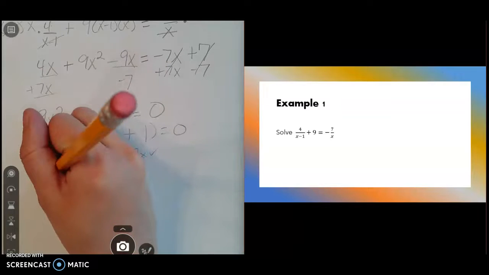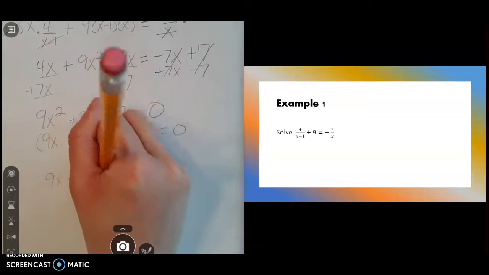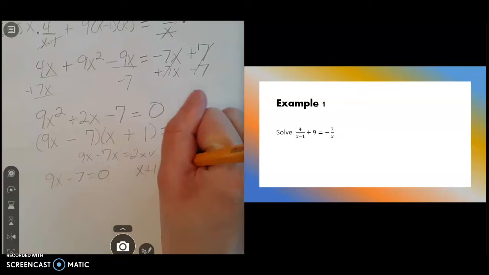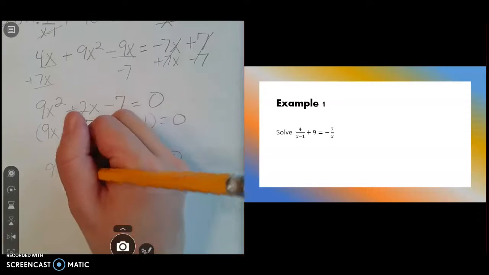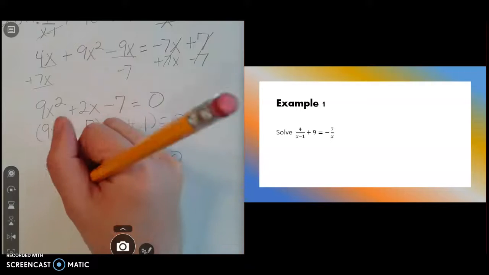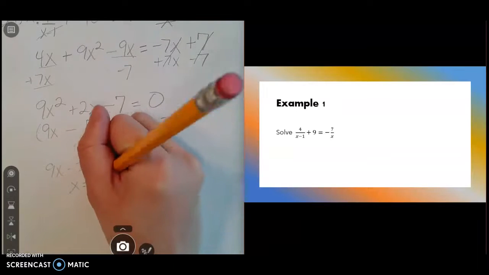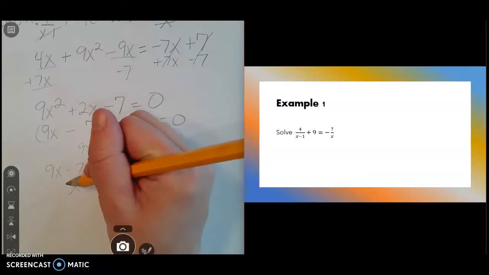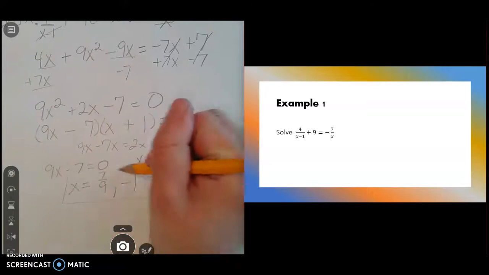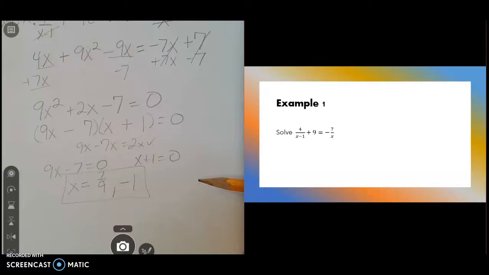From here, we'll set each factor equal to 0, and we'll solve. So there's my two factors. 9x minus 7 equals 0, x plus 1 equals 0. To solve the first one, I would add 7 and divide by 9, so x would be positive 7/9. For the second equation, I would just subtract 1 from both sides, so x would be negative 1. Okay, you should check the answers, at least make sure they work with your denominators, and they both do. So those are our two answers for this one.